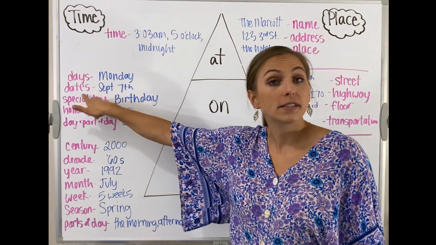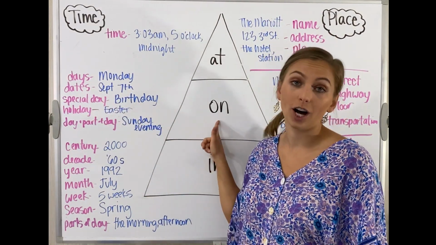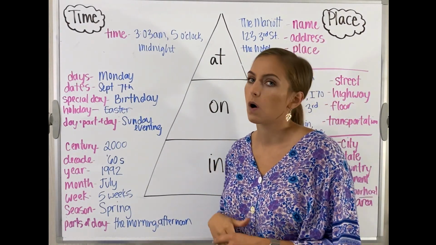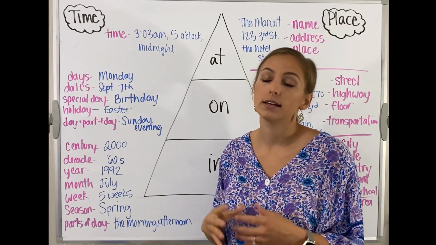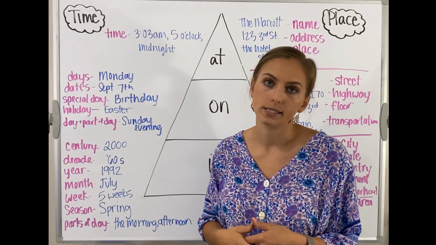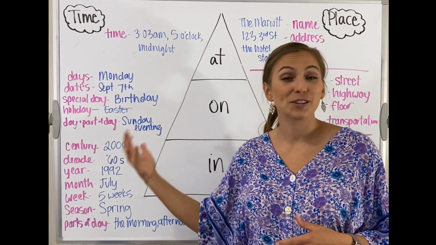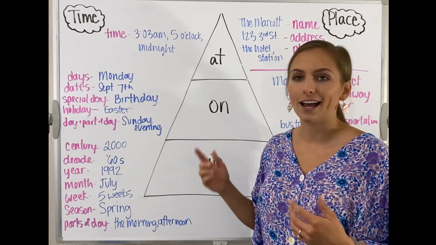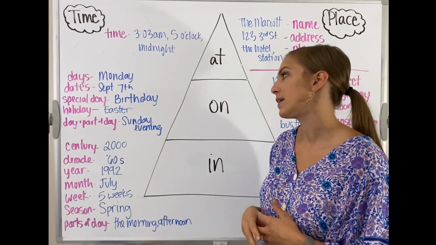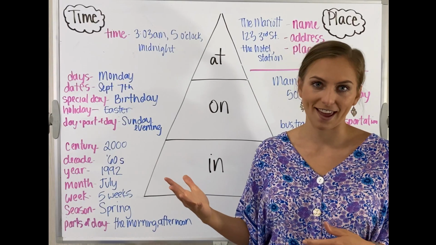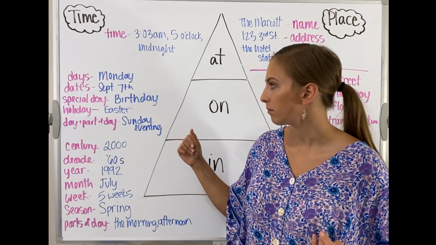If we have a specific date, we use on as well. So on September 7th, on July 4th, it is a holiday in the United States, for example. On special days, such as your birthday, you say on, right? On September 6th is my brother's birthday, for example.